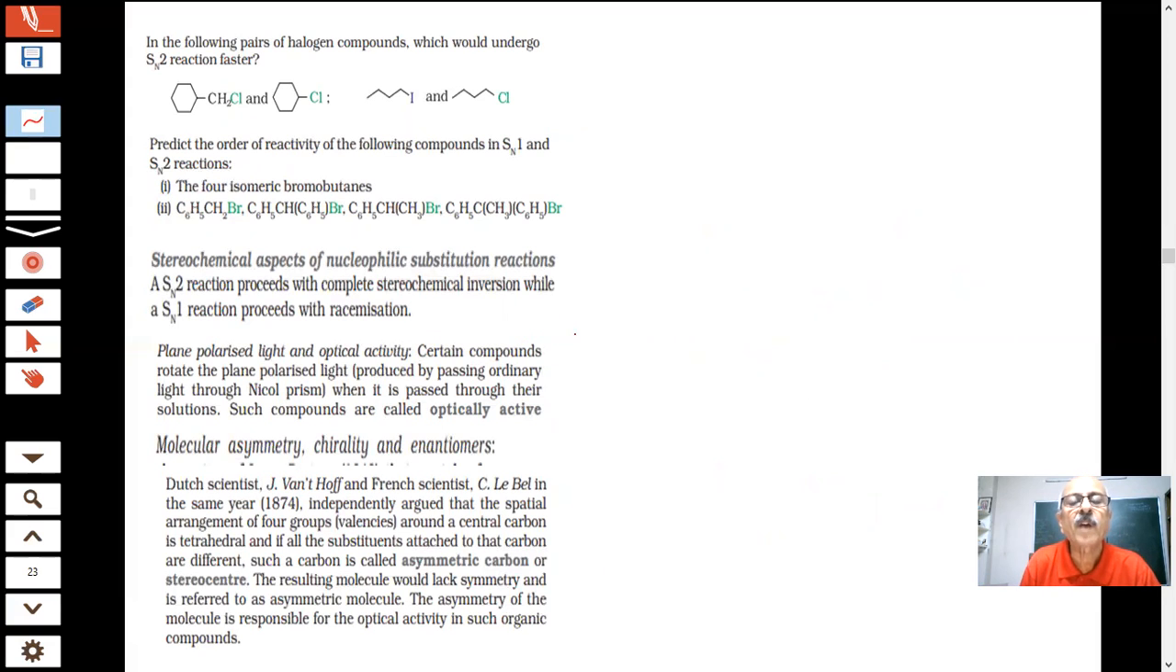Now the questions have come before us. Questions are very important. In the exam, what you get is only questions. First question: in the following pair of halides, which undergoes SN2 faster? You are given these two compounds. Which is faster, this one or this one? You will get only 1 minute for answering any question.